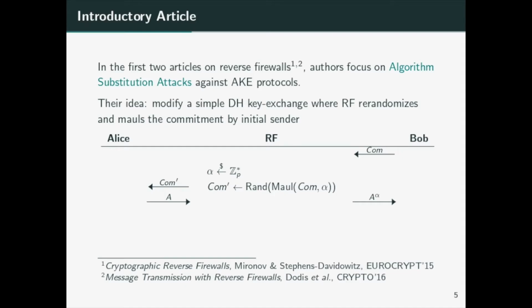At this point, Alice will send her own Diffie-Hellman share element, so here A, and send it to the reverse firewall, which will randomize it using the same random alpha and then send it to Bob. And finally, Bob will open the commitment that he sent at the beginning, which the reverse firewall will modify into an opening of the commitment that it sent to Alice at the beginning.